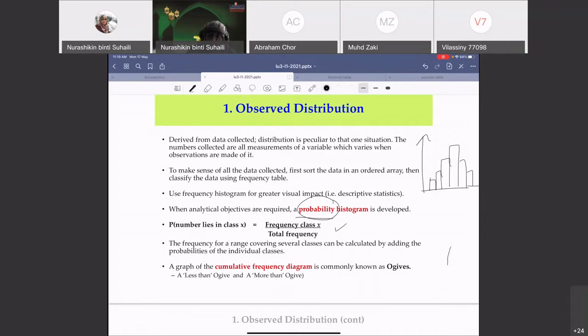Cumulative frequency diagram, which is also called OGIF. There is another way we can present the data. The OGIF looks like something with a curve. You can also plot the OGIF based on the histograms, something like this, but there is a curve. So that's the difference. Okay, let's have a look at the next slide.